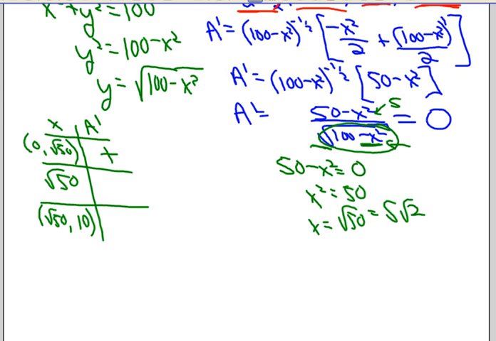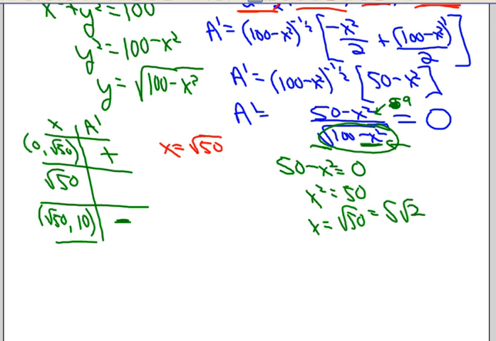Now, let's go from the square root of 50 to 10. How about something like, doesn't matter, 9. So for x, I'll put in 9. 9 squared is 81. 50 minus 81 is negative. The bottom of the fraction is positive. So on this interval, my derivative is negative. So my critical point, where x is the square root of 50, is a max.